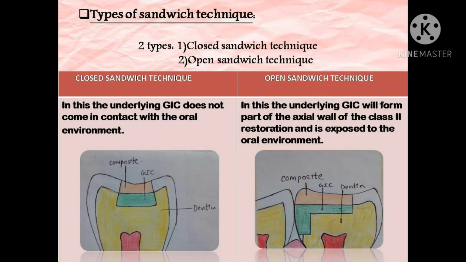Sandwich technique is classified into two types, that is closed and open sandwich technique, depending upon whether the GIC which is placed below the composite will be exposed to the oral environment or not. So, in the closed sandwich technique, the underlying GIC will not come in contact with the oral environment, while in the open sandwich technique, the underlying GIC will be exposed to the oral environment. This is in the case of class 2 restorations, where the underlying GIC will form part of the axial wall of the restoration.